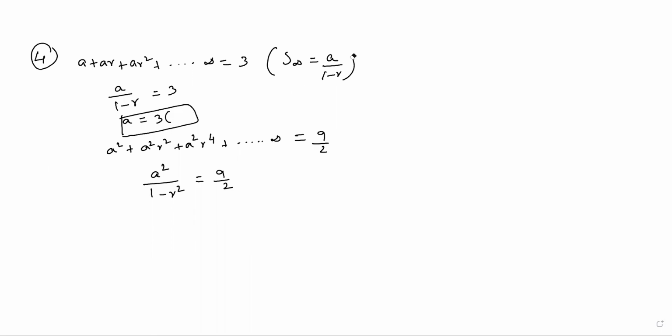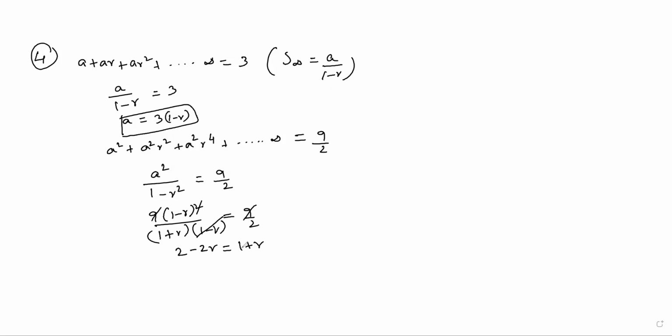If you cross multiply in this case, now a is 3 into (1 minus r) only. If you substitute here, 9 into (1 minus r) whole square by, it is (a plus b) into (a minus b), (1 plus r) into (1 minus r), is equal to 9 by 2. And 9 gets cancelled, 1 minus r terms get cancelled. Cross multiplying, that is 2 minus 2r is equal to 1 plus r.